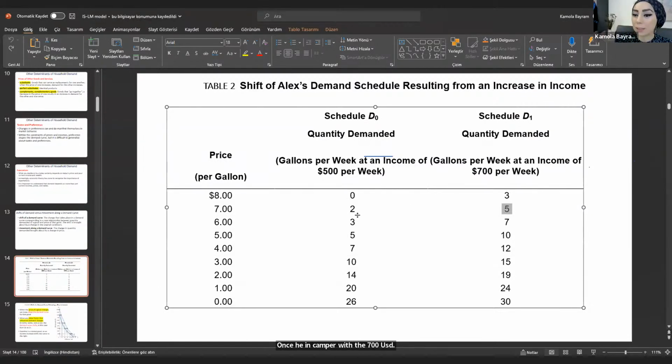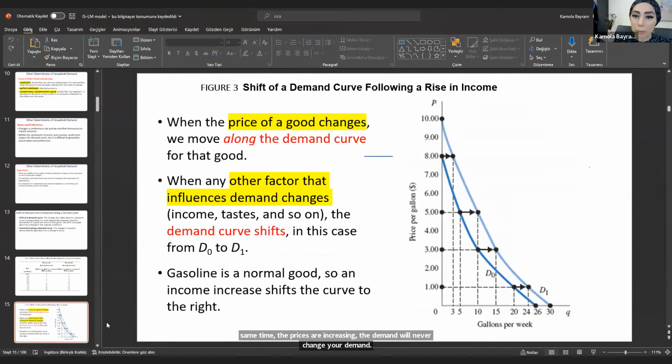So we see that with the same price, the consumption changes depending on the change in situation, and in this case the situation is the material betterment of Alex, which means that he started to get higher income and prices are the same, ceteris paribus, because if your income increases at the same time the prices are increasing, the demand will never change. Your demand curve will stay the same. Well, now let us see how it is illustrated in graphical form.